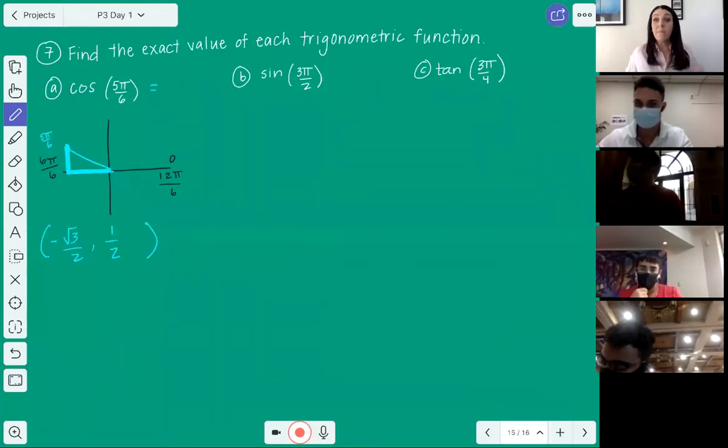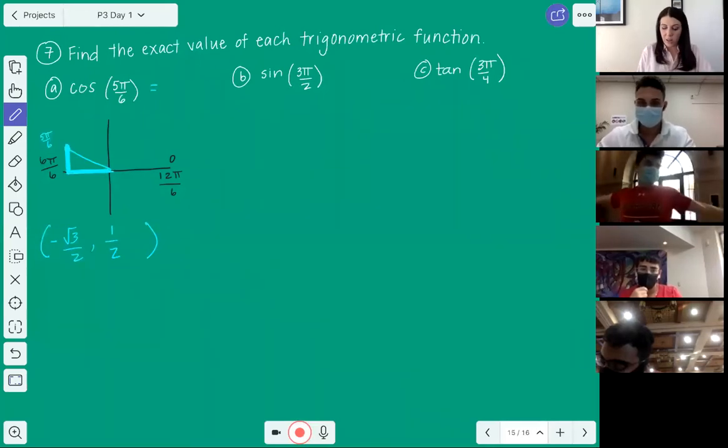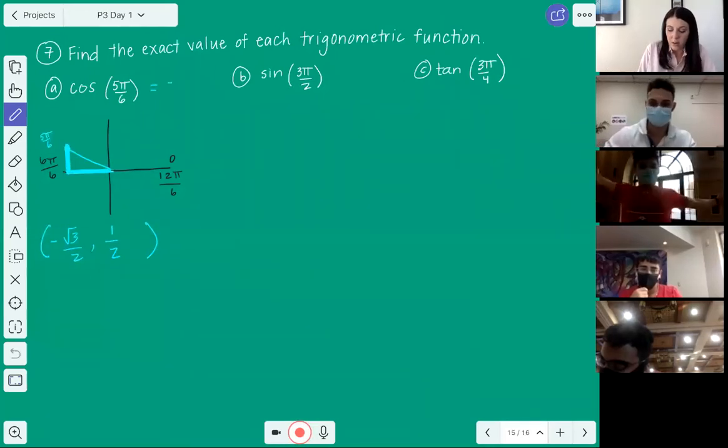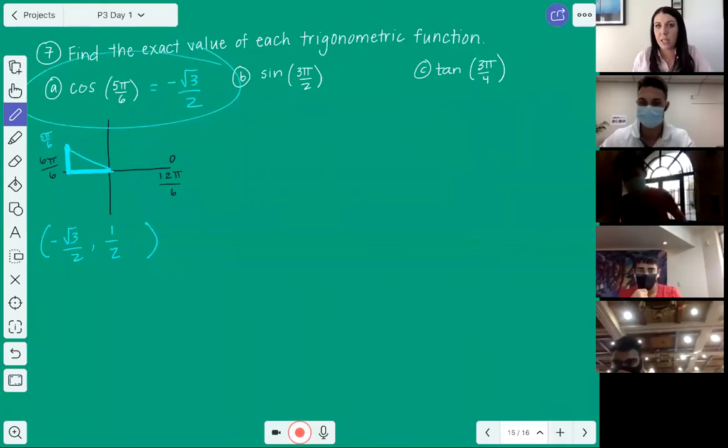The X value. So what's the X value there? Negative radical 3 over 2. Perfect. So that is what cosine of 5 pi over 6 is. Okay, that is our cosine.